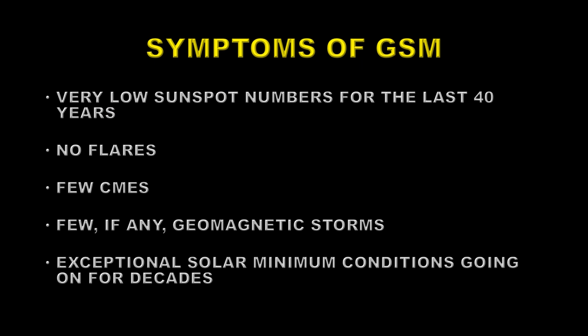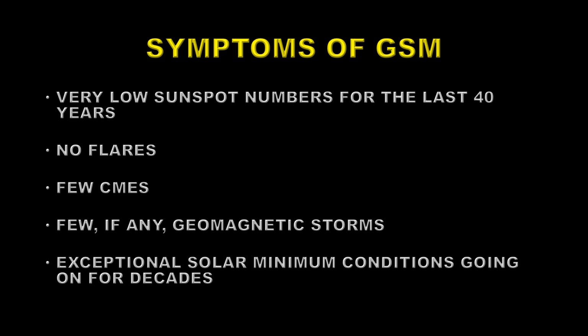So what are the symptoms of a grand solar minimum? Well, obviously very low sunspot numbers for at least 40 years. Very few flares or no flares at all. With weak sunspots, you're not going to get very many flares. Few CMEs. Now, CMEs can be associated with flares, but they're also associated with filament eruptions, which still go on at solar minimum. That will produce few, if any, geomagnetic storms during that period. And with exceptional solar minimum conditions going on for decades. So this is what we're looking for to prove that we're in a grand solar minimum.